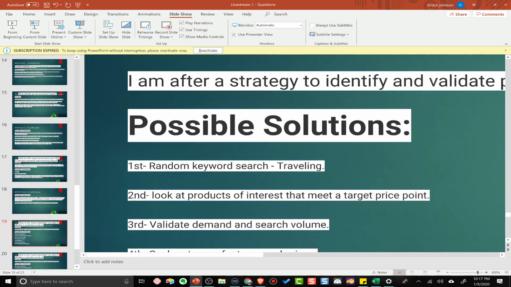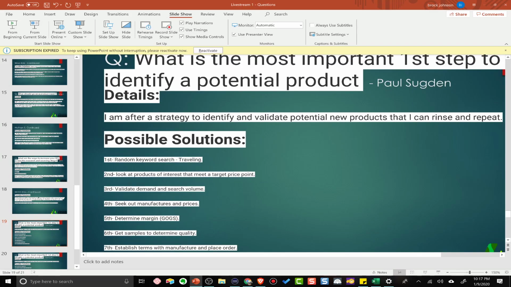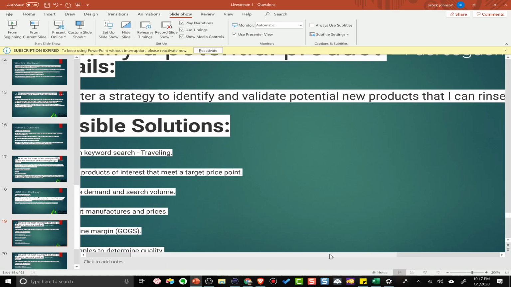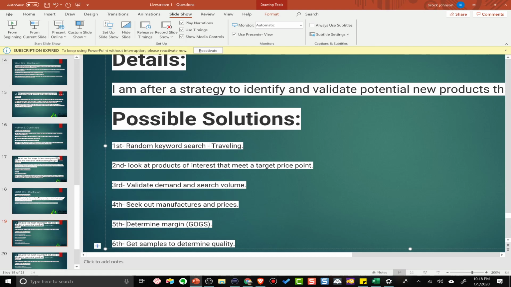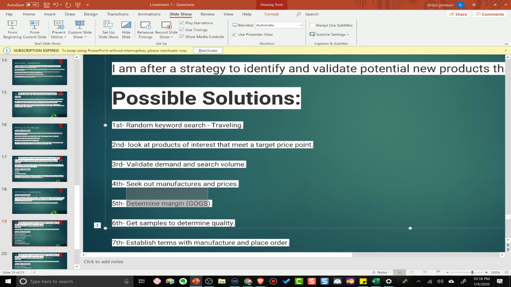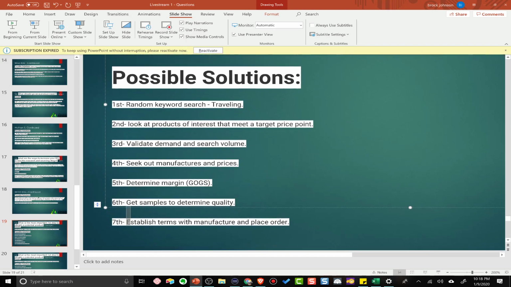So here, basically you want the golden secret to use over and over. Is that... no, I'm just kidding. Okay, possible solutions: random keyword search, traveling, look at products of interest that meet a target price point. So this is price and keyword. Validate demand and search volume. That's a good one, but that's just kind of a part of it. Seek out manufacturers and prices. Determine margin, or get samples to determine quality. Establish terms with manufacturer.